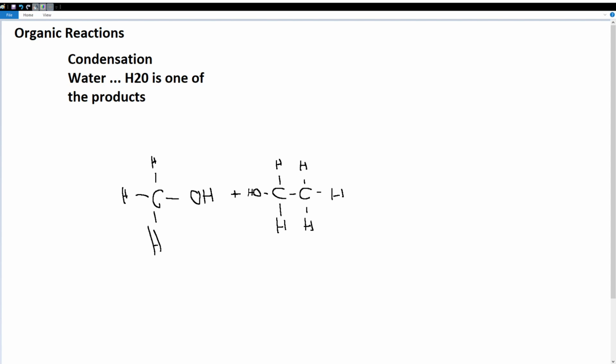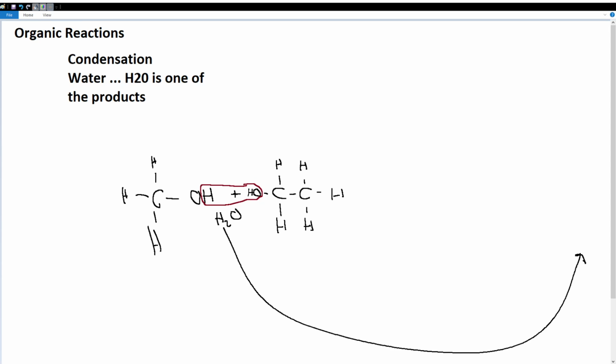So what you would do here is you would take one of these hydroxyl groups and the hydrogen from the other hydroxyl group. And you could see that you have 2 hydrogens and 1 oxygen. So this could be written as H2O. And you take that out of the equation, or out of the 2 organic compounds. So that's one of the products right there.